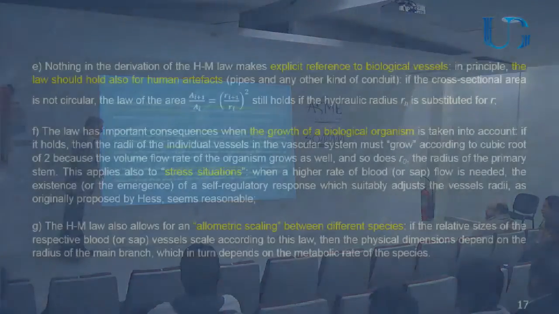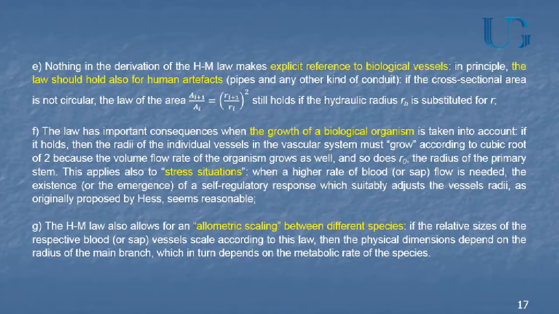And finally, you can use the Hess-Murray law to scale allometrically between different beings. An elephant has a much larger heart than I have. But if the Hess-Murray law applies for the elephant as well, then the ratio delta R1 over R0 for the elephant is the same as my R1 over R0. His R0 is larger, okay? But the scaling is the same.